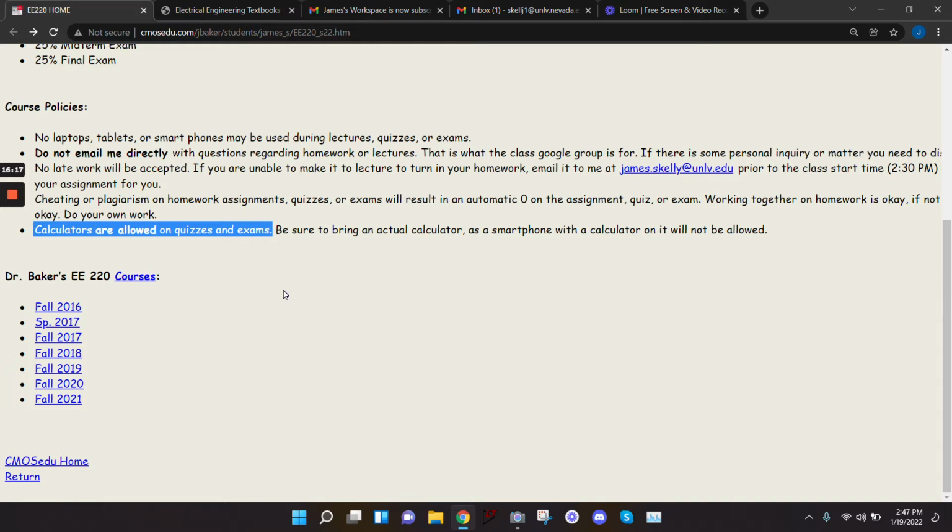The main part is the engineering and the circuits. It's not the math that's going to be the struggle.